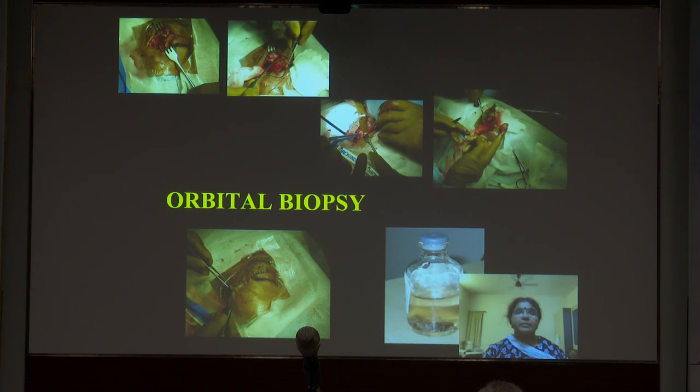Recurrences can be malignant even if it's a pleomorphic adenoma, and all the more if it is an adenoid cystic carcinoma. And very many a time, along with the biopsy, it's good to remove as much of the tumor as possible, debulk, because you can decrease the tumor load for further treatment.